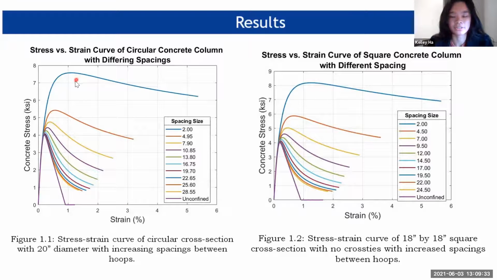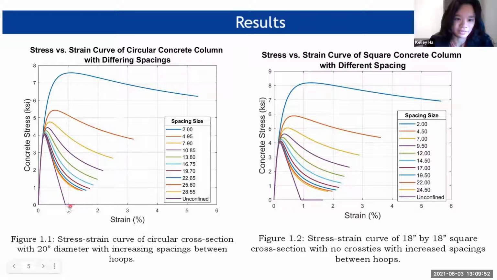Some notable features that we have to point out in the stress-strain curve are the ultimate compressive strength, which is the maximum point on this curve, and also the fracture strain right here, which is the strain at which the first hoop fracture occurs.